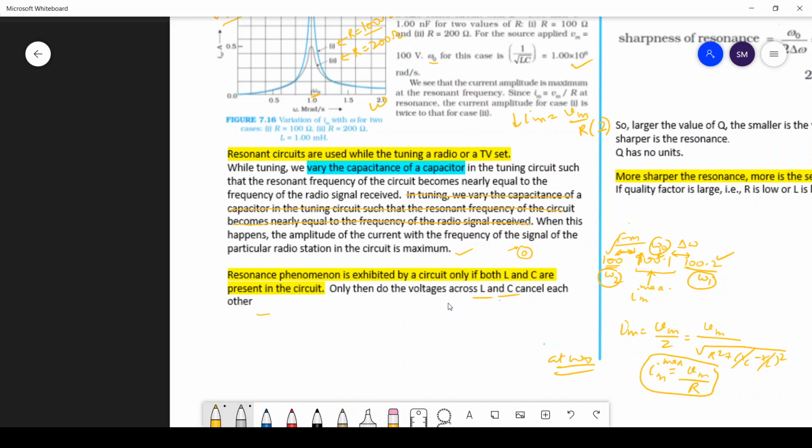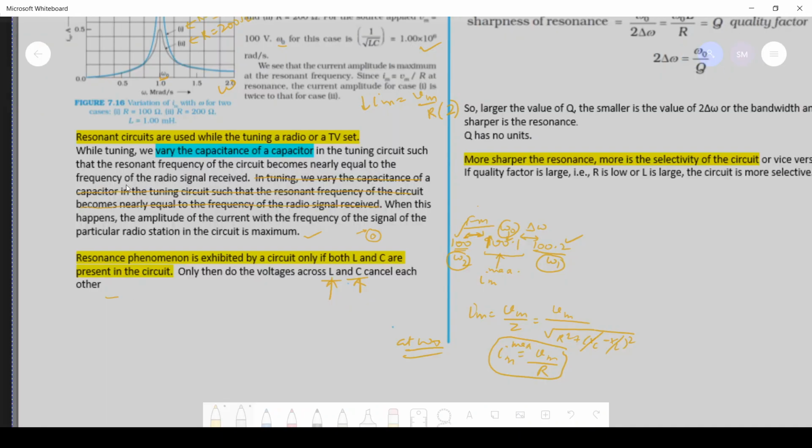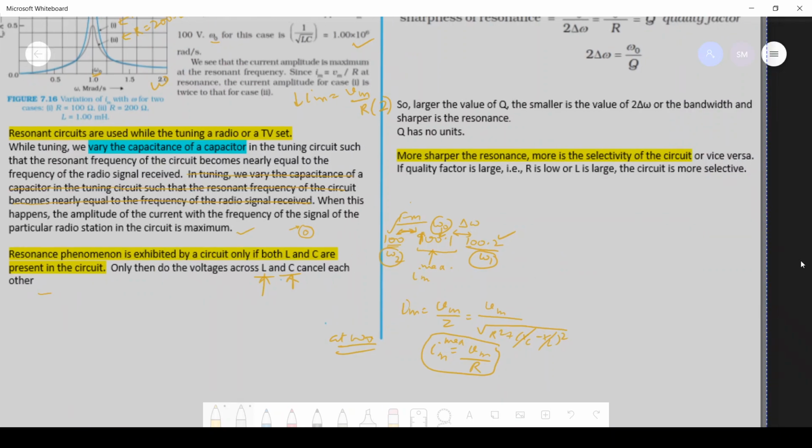So resonance phenomena can only be possible when we have an LC circuit. We have both an inductor and a capacitor in the circuit. If any one of them is not there in the circuit, then we will not have the resonance phenomena.